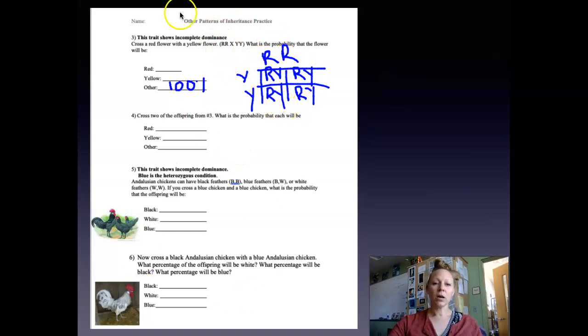So I hope this helps for you to complete this worksheet. Let me know if you have any questions.